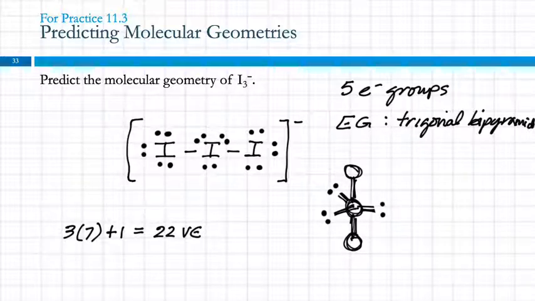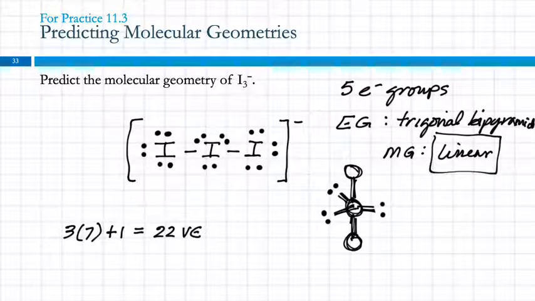So that's where the lone pairs are. So it's linear. Yeah. So the molecular geometry is linear. That's the answer to the question. That's doable, huh? Fairly straightforward. It's going to take some practice.